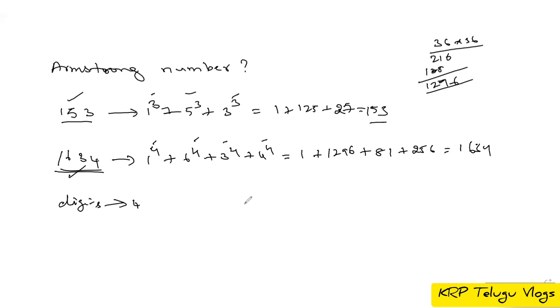So first we will extract the number 4. You know how to extract the number. So 4 and you will do power of 4. So plus next 3 you will extract 3 power of 4. Next 6 you will extract 6 power of 4. So next 1 you will extract 1 power of 4. Is that clear? Understood? Yes, sir. Clear or not?